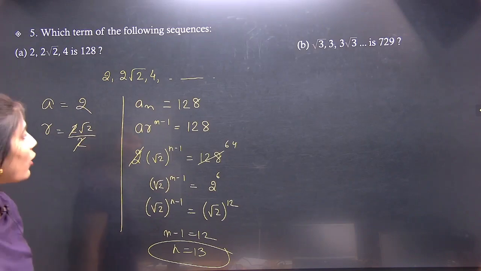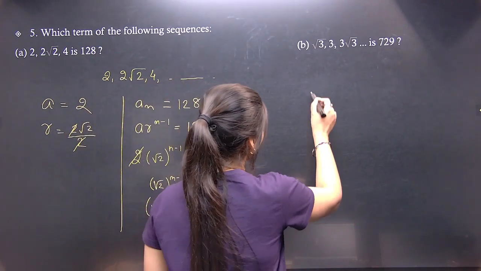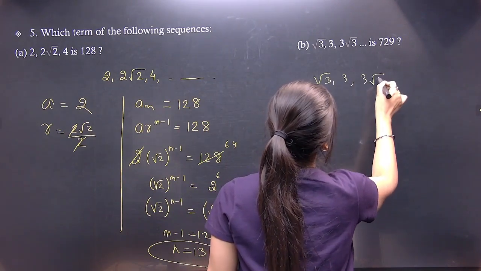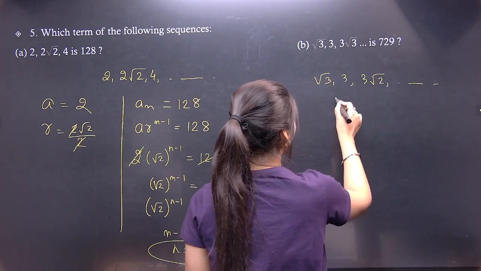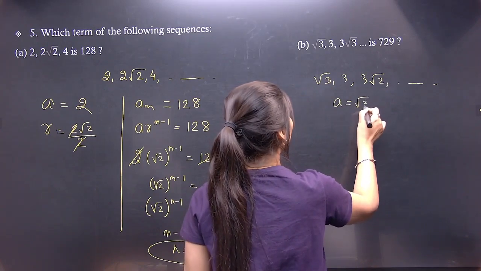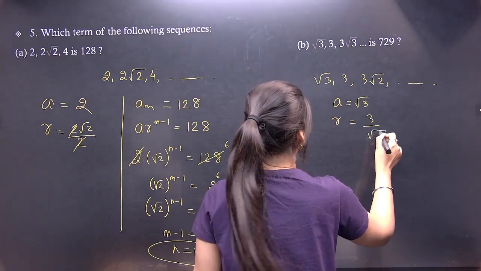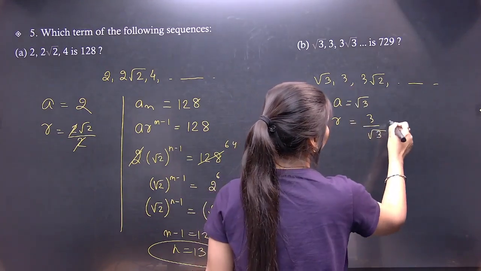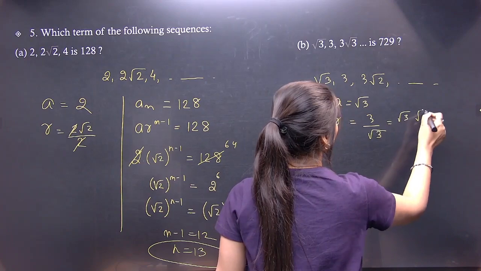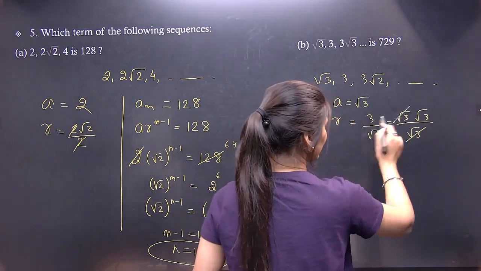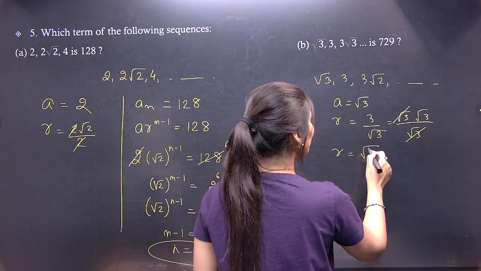Okay, so moving on to next part. Next part is root 3, comma 3, 3 root 3, like that. So here first term is root 3. Common ratio is 3 by root 3. We can write it like root 3 into root 3 by root 3. Can we write 3 as root 3 into root 3? So R is nothing but root 3.